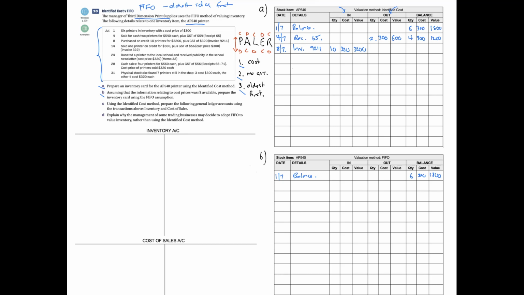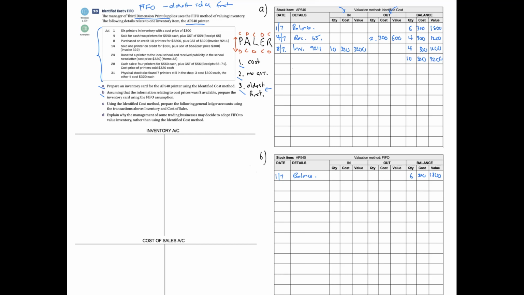Now, in our balance, we don't say 4 plus 10 means we have 14. Remember, we must list our oldest first, and we list the values separately. So we still have the 4 of 300, which is $1,200, but we now also have 10 $320 printers for $3,200. You can see I haven't included the GST in any of these transactions, and I've recorded them just at cost price.